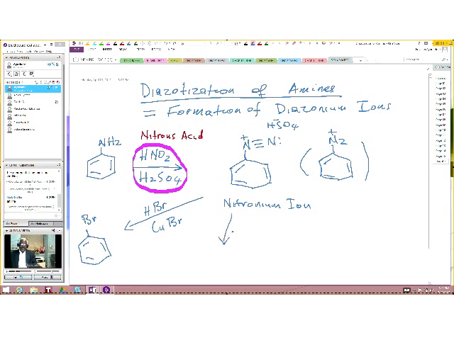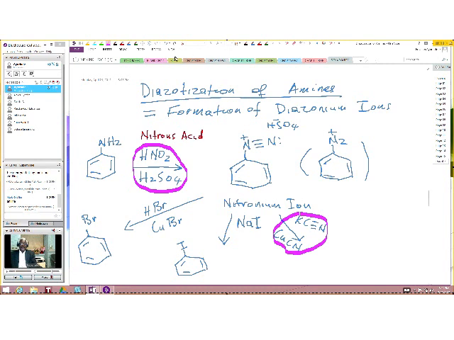Now, supposing we want to replace with iodine, then you use this reagent here, sodium iodide. You get this here. So this is a very important reagent indeed. Supposing we want to replace with cyanide, we take the nitronium ion, we take potassium cyanide in the presence of copper 1 cyanide. So this reagent here, okay, what that does is to replace the nitronium ion with a nitride. So you begin to see the importance of the diazonium reaction here.